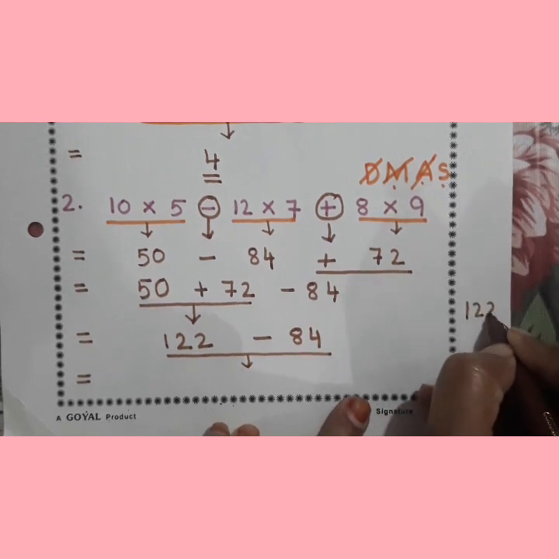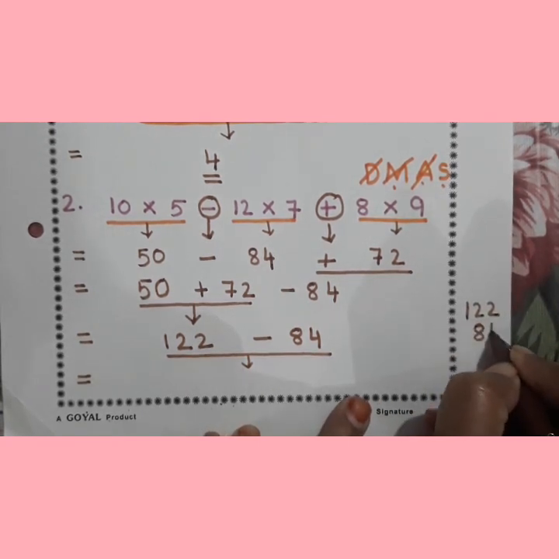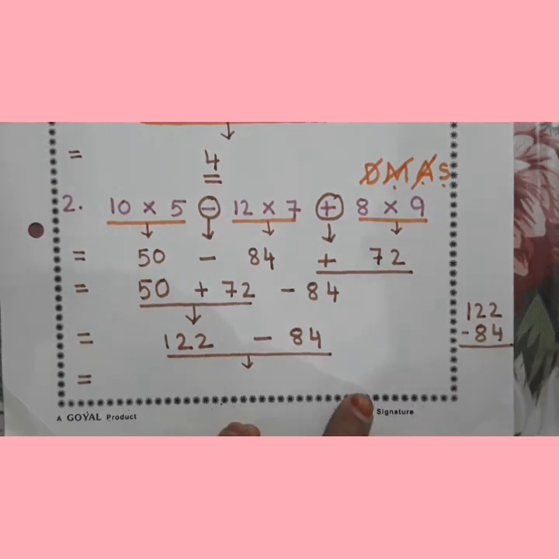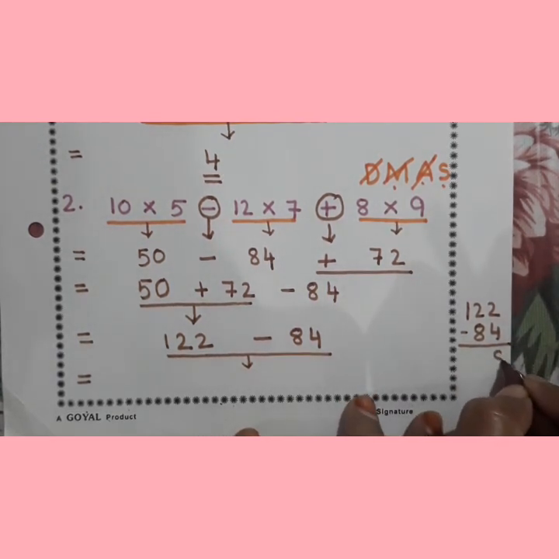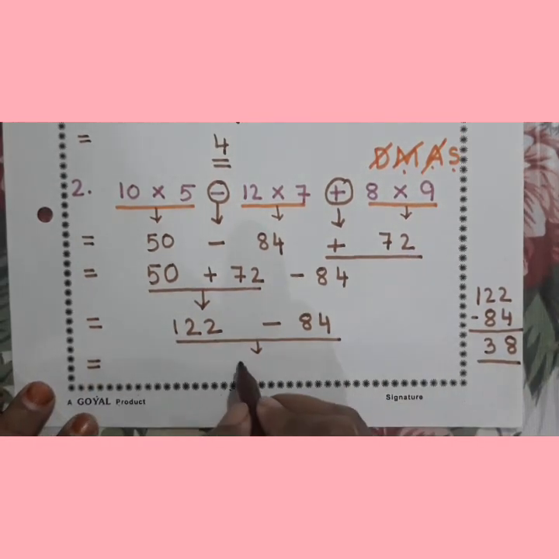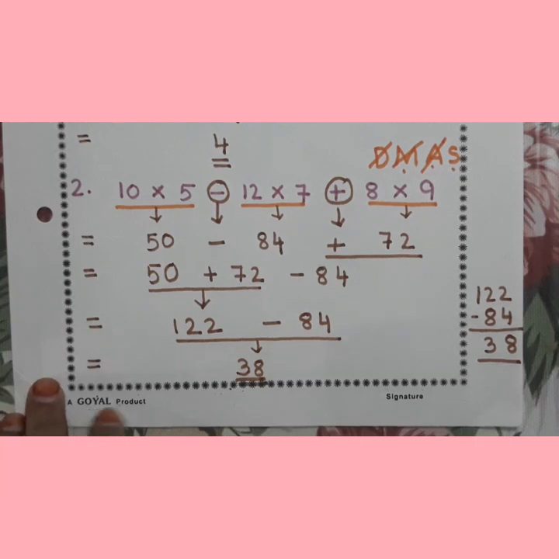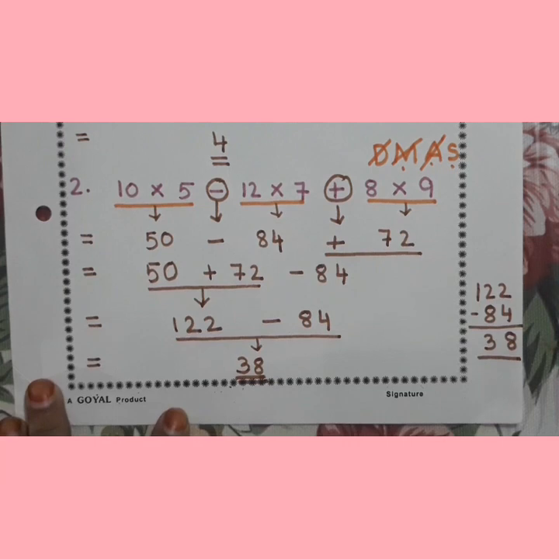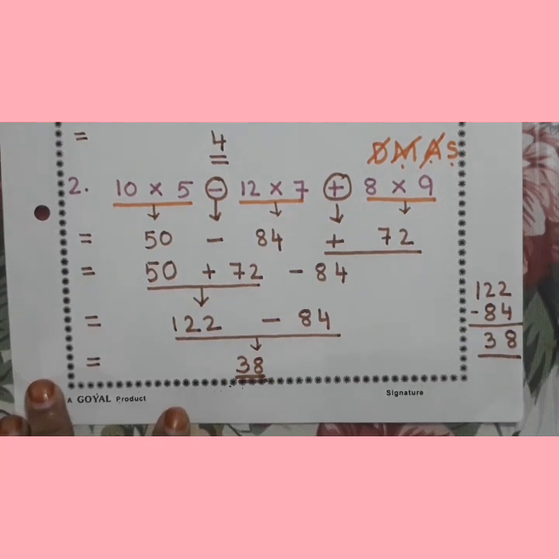Isn't it? So 122 minus 84. So 12 minus 4 is how much? 8. 11 minus 8 is how much? Come on. It is 3. So what answer did you get? 38. So this will be written here, 38, and then we are going to double underline and our work is over. I hope I am clear to you, dear children. If you have any confusion, you are most welcome to ask.